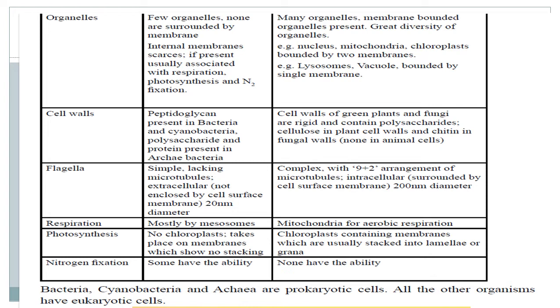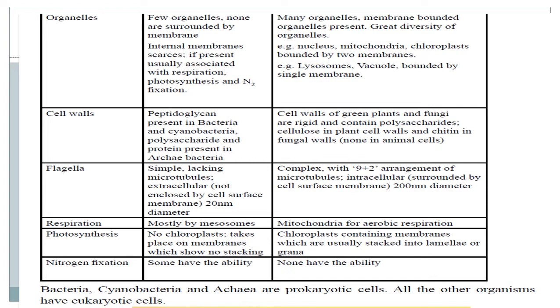Then you get the flagella, which are simple in prokaryotes, they lack microtubules, and they are not enclosed by a cell surface membrane. Okay. While here in eukaryotes, the flagella are complex with a 9+2 arrangement. We will talk about all that later, about microtubules.